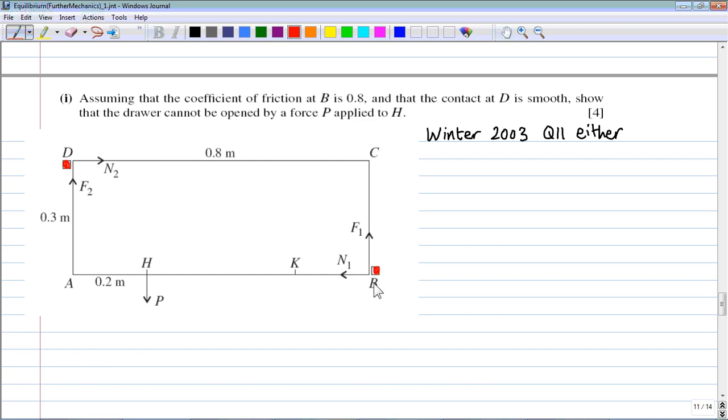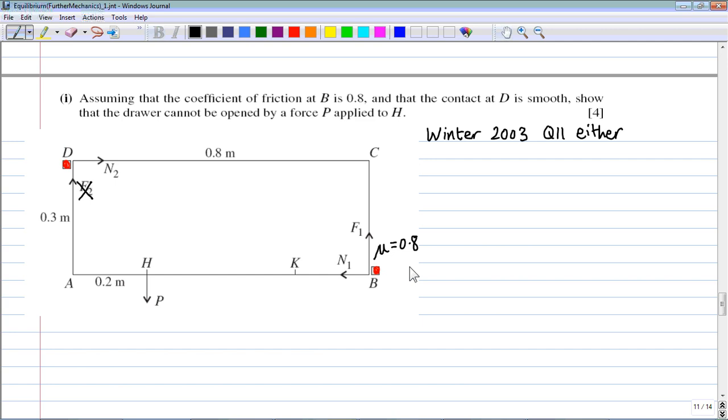These are part of the frame, so they cannot move. And we're told that the contact at D is smooth. Well, that means that this friction force here, F2, will be 0 for this part. Meanwhile, the coefficient of friction at B is 0.8. So that will give us a maximum for the friction force F1 as a function of the contact force N1.